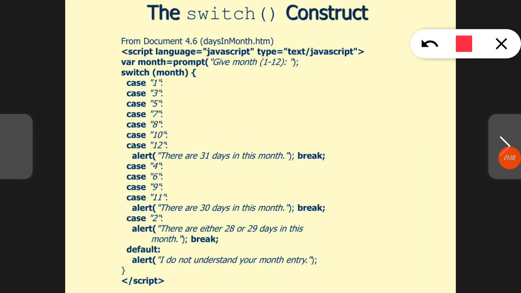See here, there is a simple example. Here script is the language, we are already familiar with these statements. After that I am declaring one variable, month, and here I am creating a prompt, and it displays a message like give month from 0.